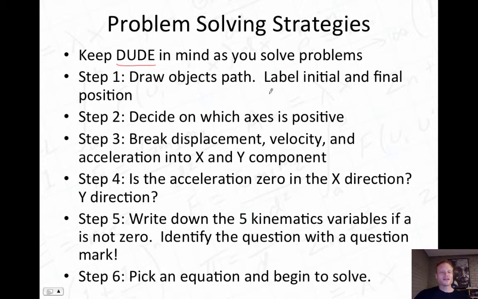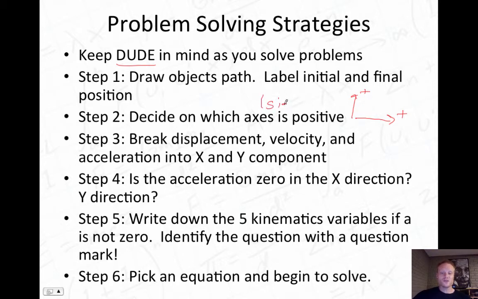So step 1, draw the object's path, and label the initial and final position. Drawing that picture and annotating it is important. Step 2, decide on which axis is positive. Typically, when I do problems, this way is positive and this way is positive. So up and to the right are positive, and down and to the left are negative.